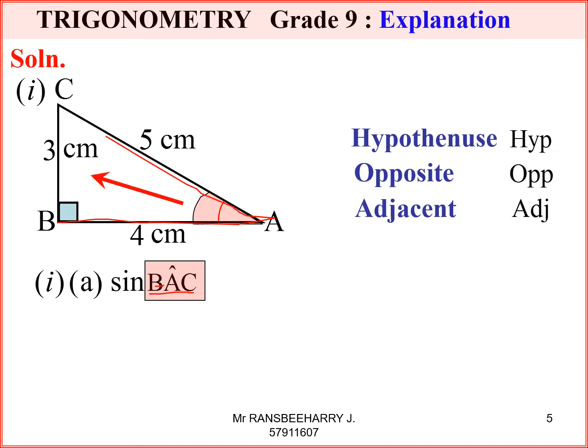From here, we stand at angle BAC and we look in front of us. What we find is the side BC. So from the angle, we find the side BC. So BC is the opposite. And AC, as you can see, is the longest side. AC is the longest side. This is the hypotenuse. So the side that remains is the adjacent.